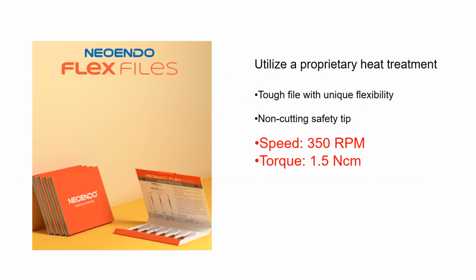Another file system is from NeoEndo, that means the NeoEndo Flex files. They also utilize a proprietary heat treatment. In ProTaper Gold also, it was a heat treated file. That means the name Gold, the color, comes from the heat treatment. That's why it was given the name ProTaper Gold. And these NeoEndo Flex files also utilize a heat treatment methodology, and they have greater flexibility and a non-cutting safety tip. These files should be used at a speed of 350 rpm and torque of 1.5.